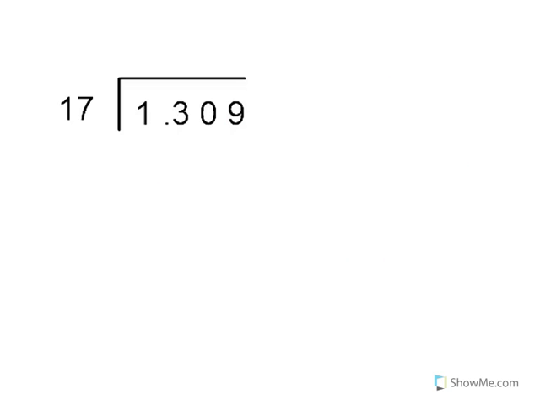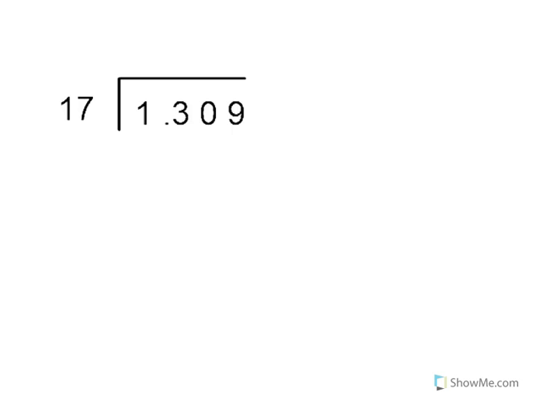Let's look at the last problem. Here I have a decimal in my dividend, but not in my divisor. So I have 1.309 being divided by 17. It is perfectly fine to have a decimal in your dividend. You just cannot have one in your divisor. So I actually don't need to do any moving with my decimal on this one because 17 is just 17.